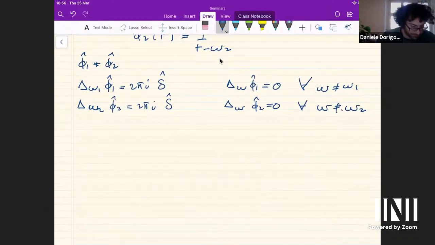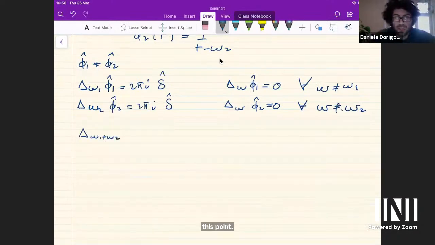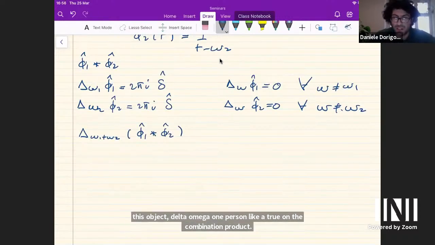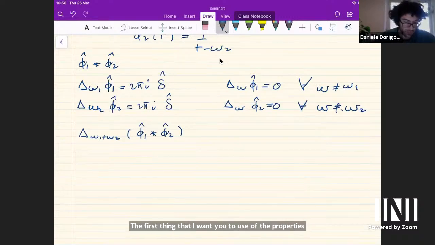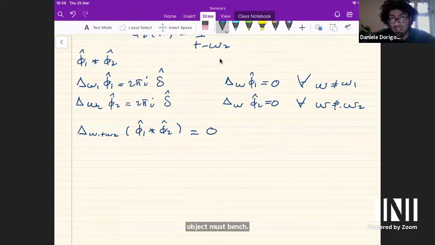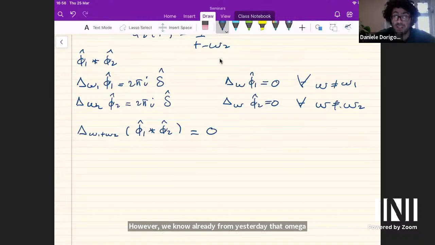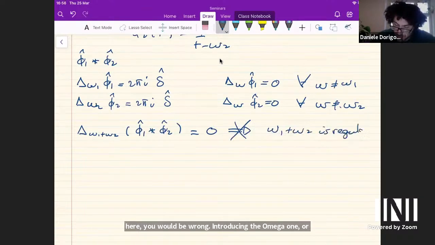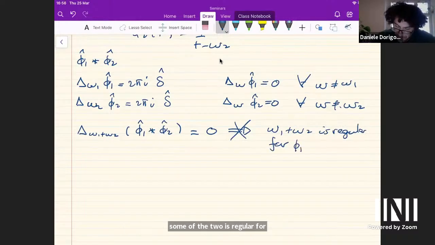At this point, you can compute this object, delta of omega 1 plus omega 2, on the convolution product. The first thing that I want you to use are the properties of the convolution and the delta to show that this object must vanish. However, we know already from yesterday that omega 1 plus omega 2 is not a regular point. So from here, you would be wrong in deducing that omega 1 plus omega 2 is regular for the convolution.